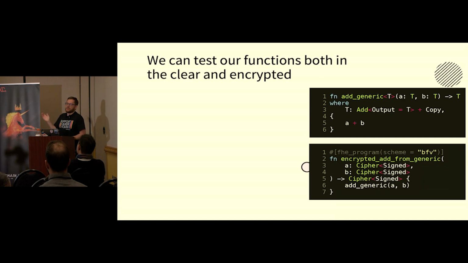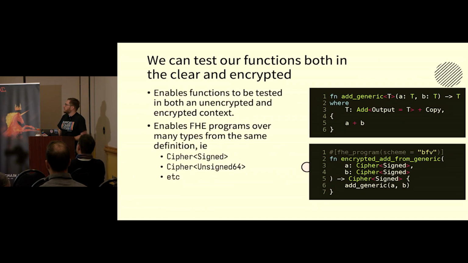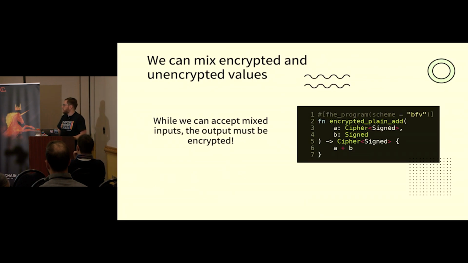And then if you want to actually use this in an FHE program, you add all the decorators that we had talked about before and just add in specific types. So one thing that's important to notice here is that you will have to write that bottom part, the encrypted add from generic. You'll have to write a unique one for each type that you want. So if you wanted to operate on unsigned versus signed, you will have to write two of those. But you could also generate a macro that would generate all the definitions for you.